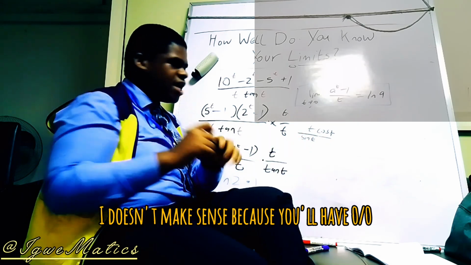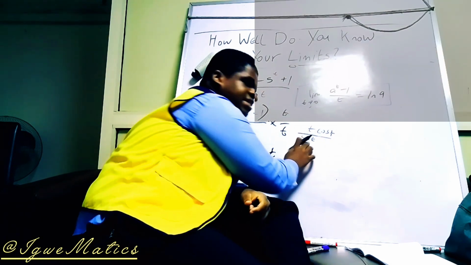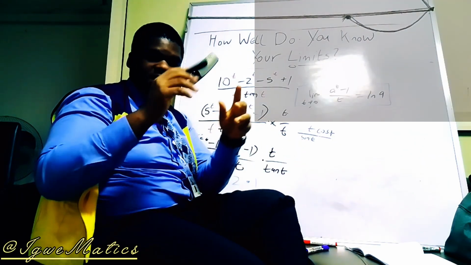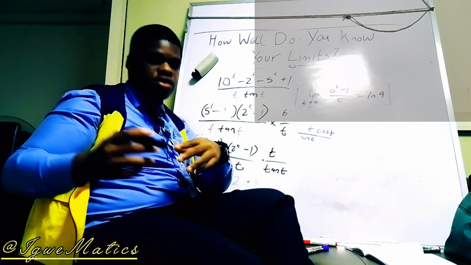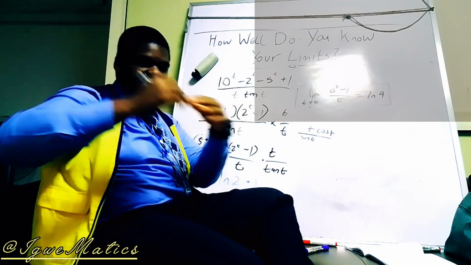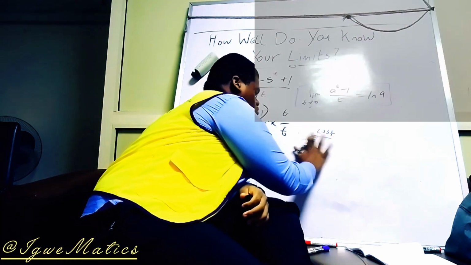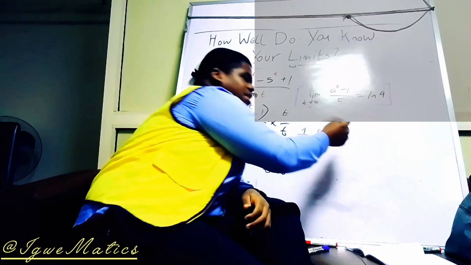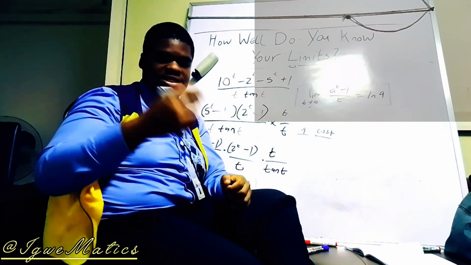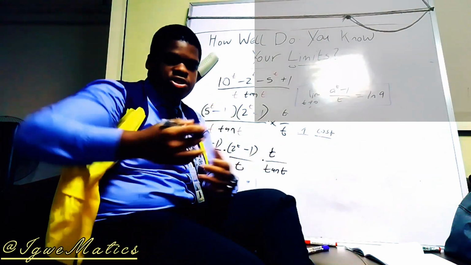But if you look closer, you will see that there's t over sin t here. I told you that sin t divided by t as t tends to 0 is equal to 1, so t divided by sin t as t tends to 0 is also equal to 1. So all this here will just be 1. 1 times cos t. And what is cos t as t tends to 0? That will be cos 0. Cos 0 is equal to 1.